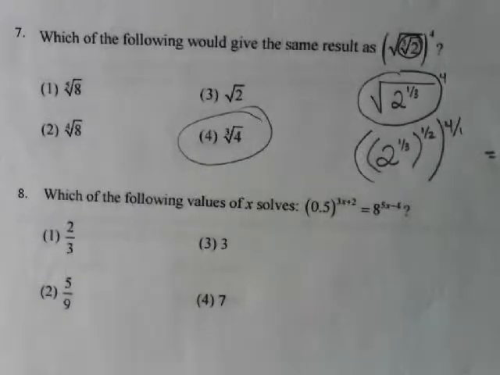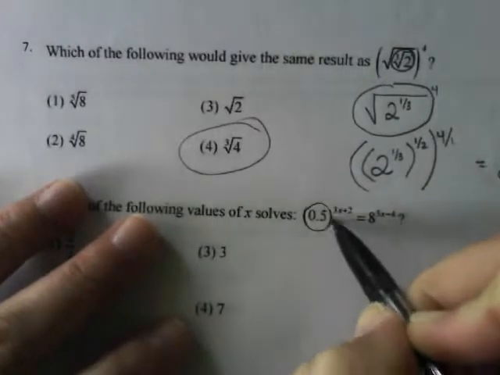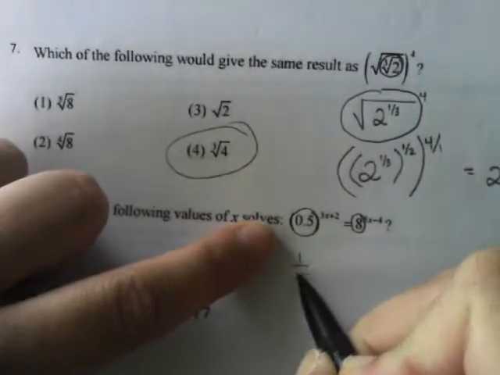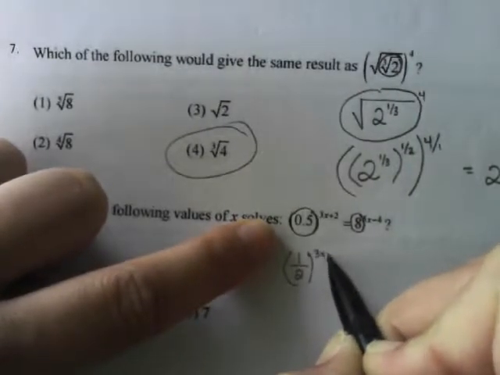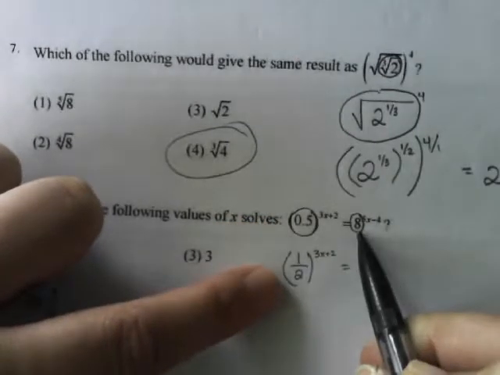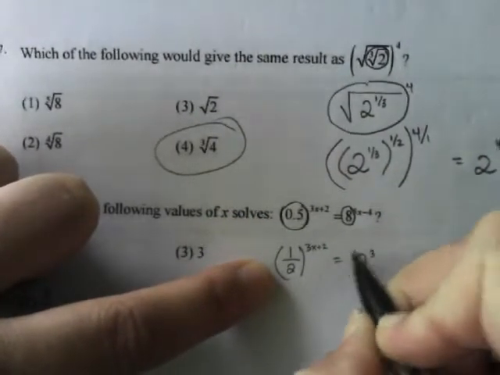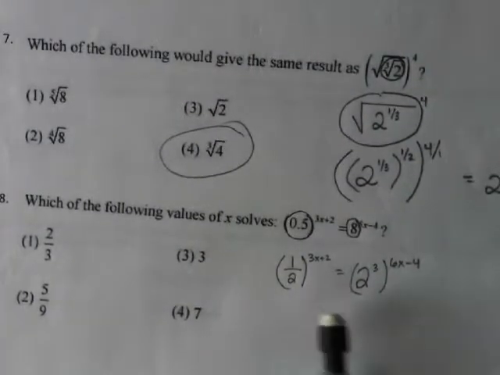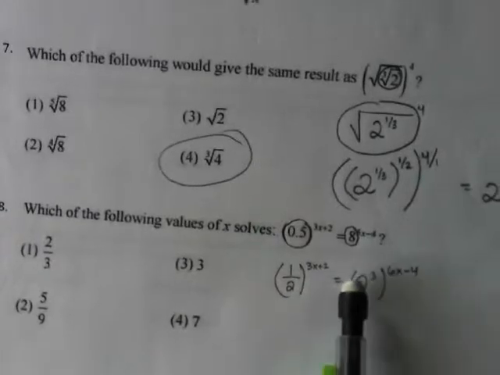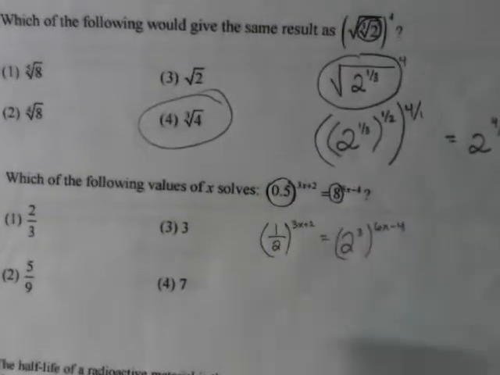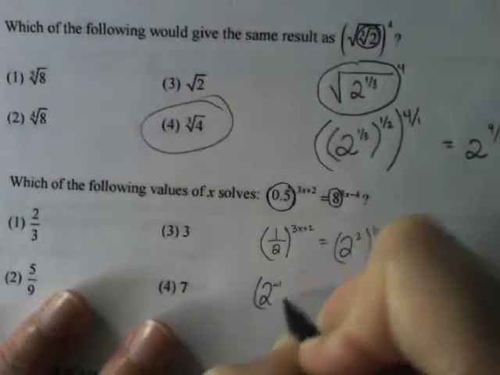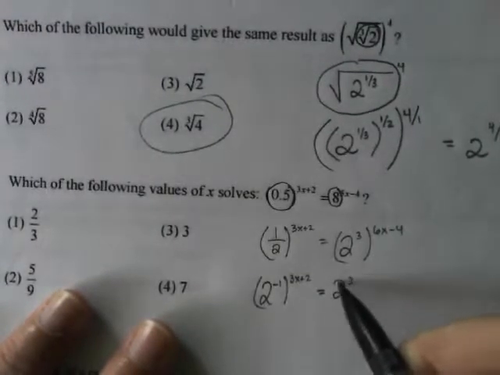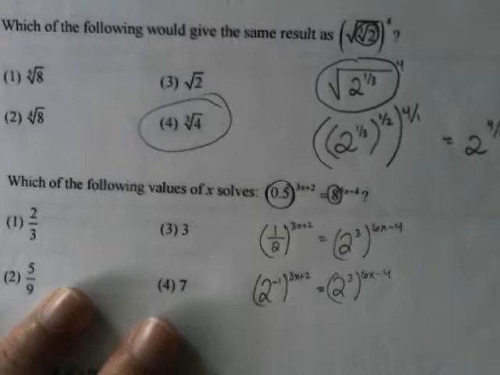In some rare cases, though, your bases can be written with the same number. So, for example, in this one, we have 1/2 to the 3x plus 2. And on this side, 8 is the same thing as 2 cubed to the 6x minus 4. And when I say they can be written with the same base, the base I'm talking about is 2. Because 1/2 can be written as 2 to the negative 1st to the 3x plus 2. And then I'll just leave this side alone for a second. But now both sides have a base of 2.